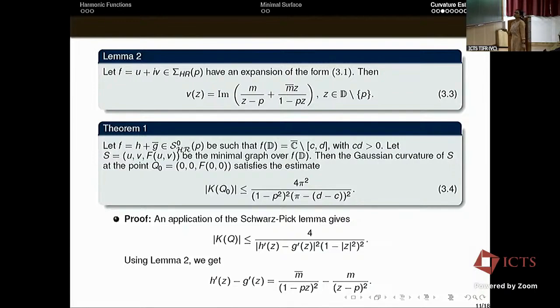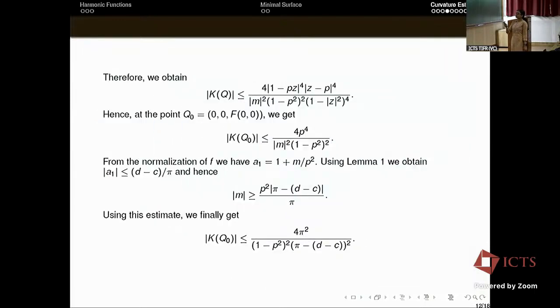Now the proof is based on the Schwarz lemma and the structure of H prime minus G prime that comes from lemma 2. And after that, from the coefficient estimate that we get from lemma 1, we have a lower estimate for mod M, and this finally leads to the curvature estimate. Now from this inequality, we can clearly see that the estimate depends upon the pole P.